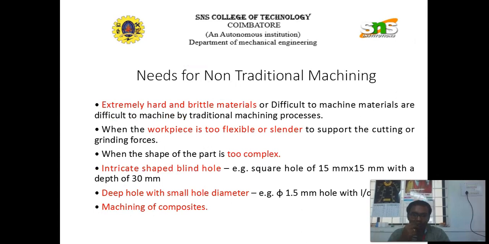Next, we will discuss why we need non-traditional processes. Extremely hard and brittle materials are difficult to machine by traditional machining processes. Also, when the workpiece is too flexible or tender to support the cutting or grinding process, and when the shape of the part is too complex. And if we want to produce a big hole with a small hole diameter, we can use the non-traditional machining process. The machining of composites can also be done with the help of non-traditional machining processes.